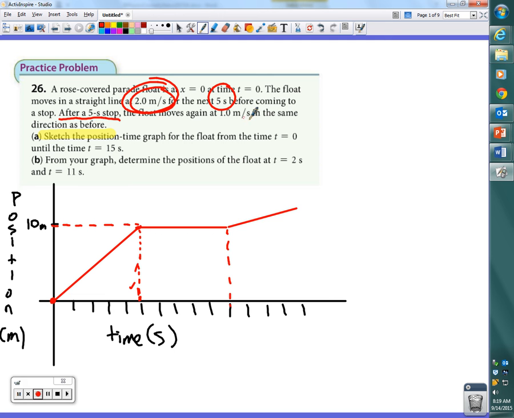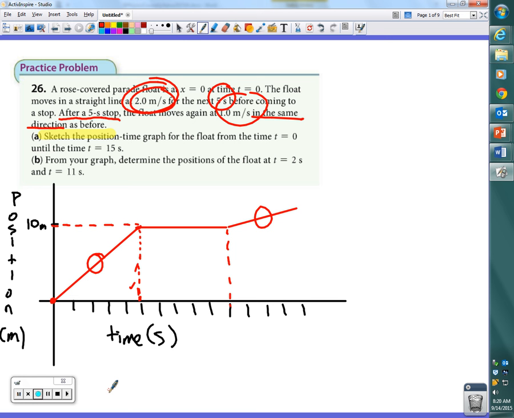But then the float moves again at 1 meter per second in the same direction as before. So, two things. 1 meter per second. How should the slope of this section of the graph compare to the slope of that section of the graph? Less, specifically, half as much, right? But also, if it's going in the same direction, what has to be true about the slopes? They're both positive slopes, right?